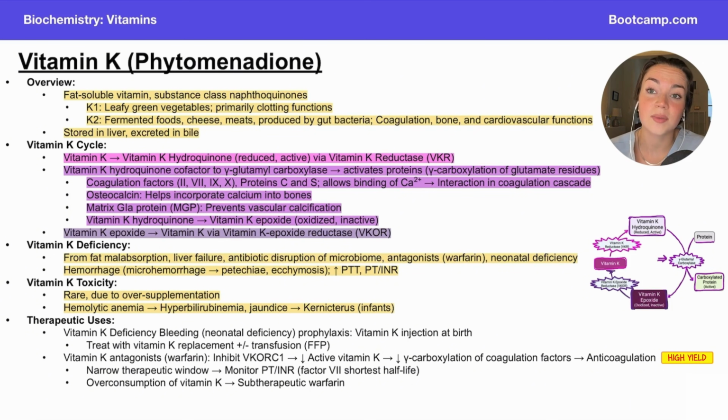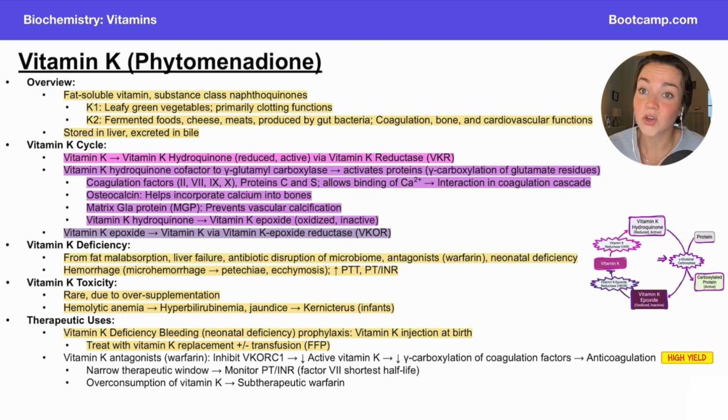And like we said, vitamin K deficiency leads to bleeding. So to prevent a vitamin K deficiency bleeding in infants, we give prophylaxis with a vitamin K injection at birth. Now let's say a baby doesn't get their vitamin K injection as bleeding prophylaxis and they develop a hemorrhage. The way that you treat vitamin K deficiency bleeding is with vitamin K replacement plus or minus a transfusion. And specifically the transfusion would be of fresh frozen plasma.